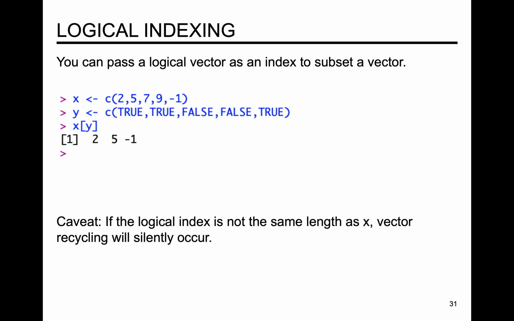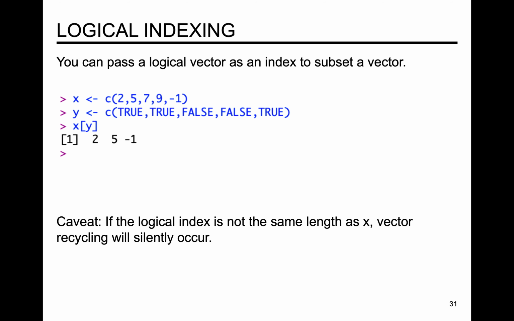When you pass y in as an index to the vector x, it's only going to return the vector x where the corresponding elements are true. So since 2 was paired with true, 5 was paired with true, and minus 1 was paired with true, when we imagined x and y side by side, then x square bracket y will only return 2, 5, and minus 1.